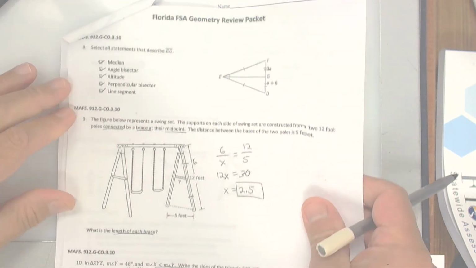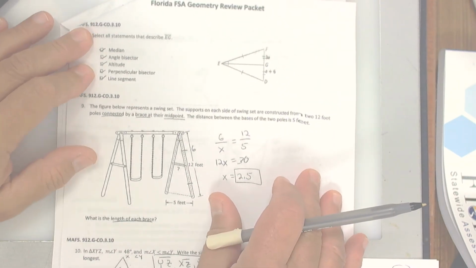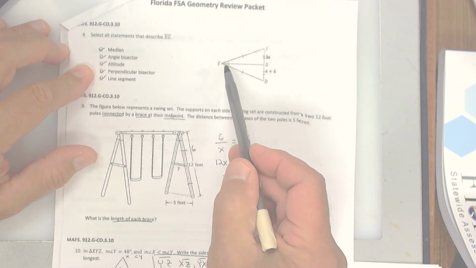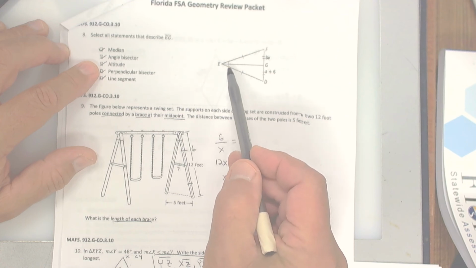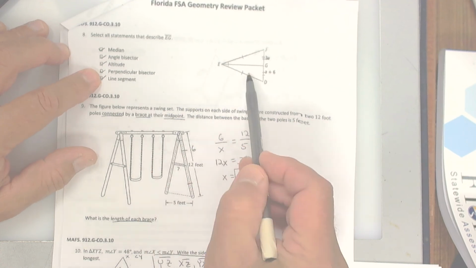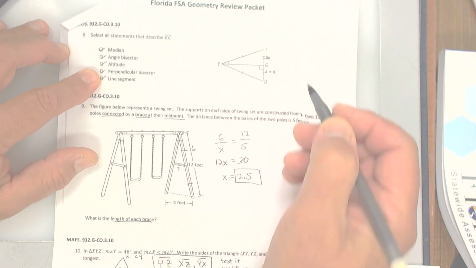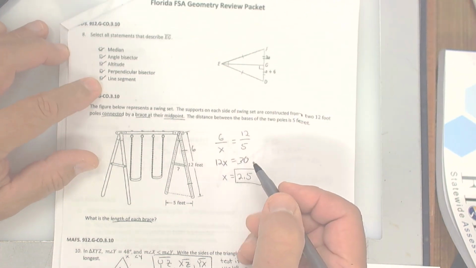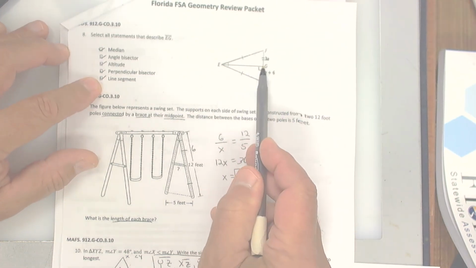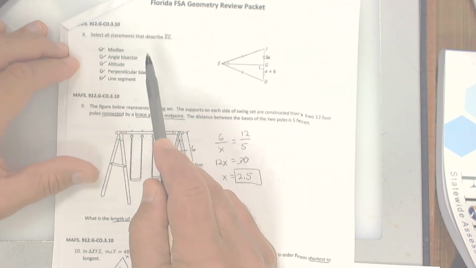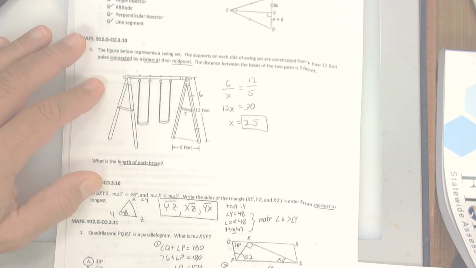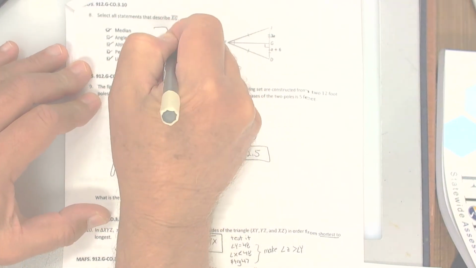All right, select all statements to describe EG. EG is an altitude. It's also an angle bisector because it splits that angle. It's a perpendicular bisector because it hits at 90 degrees. It is a line segment. It has 2 endpoints. It's a median and it's an angle bisector. It's all of these. You might want to go back and review these definitions.